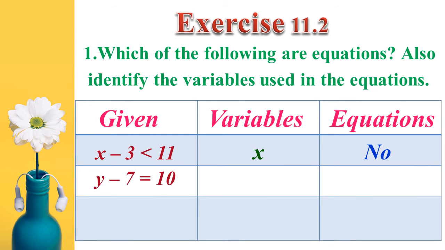The next one, y minus 7 equal to 10. Here the variable is y. The given expression has an equal sign, so it is called an equation. Next, p divided by 3 equal to 4. Here the variable is p and the given expression has an equal sign, so it is called an equation.